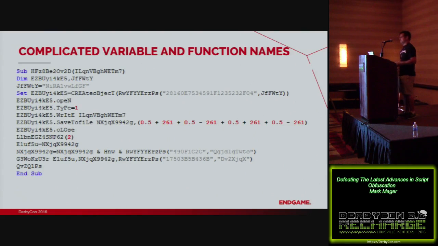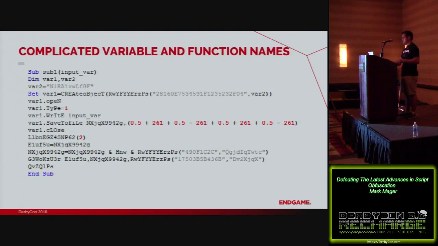Going back to the code we just removed all the unnecessary variables from, we can see we're left with several complicated strings representing or labeling variables and functions. So if we go ahead with relabeling, the data flow becomes a little more clear. var1 will contain the result of a create object call, and var1 is then subsequently used to carry out a write function call with the data passed into the subroutine.